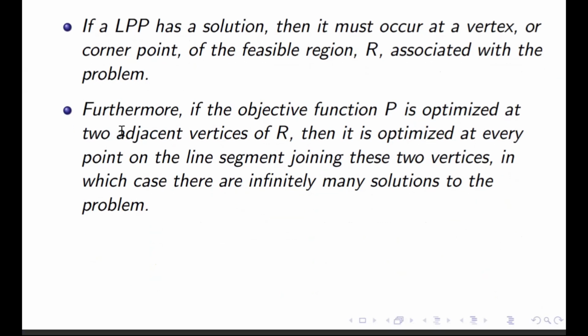We have a second theorem. If an LPP has a solution, then it must occur at a vertex or corner point of the feasible region R associated with the problem. Furthermore, if the objective P is optimized at two adjacent vertices of R, then it is optimized at every point on the line segment joining these two vertices, in which case there are infinitely many solutions to the problem.